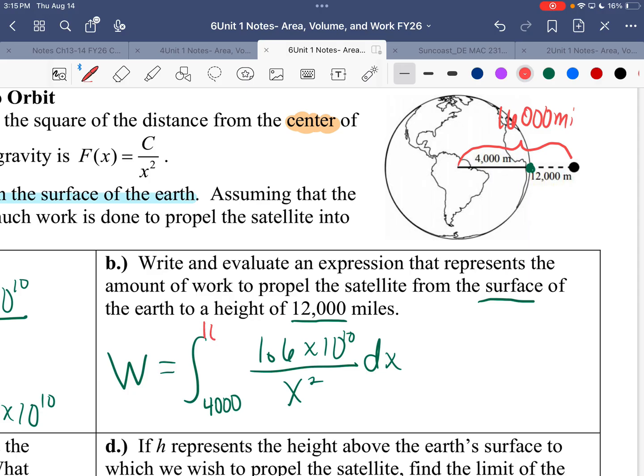So we're figuring out how much work is required to get this satellite from the surface of the Earth, 4,000 miles from the center, into space, 12,000 miles from the surface, which is 16,000 miles from the center of the Earth. All right, and then beep, boop, beep, beep, beep. 3 million mile-pounds of work is required to shoot that big old hefty satellite into space.